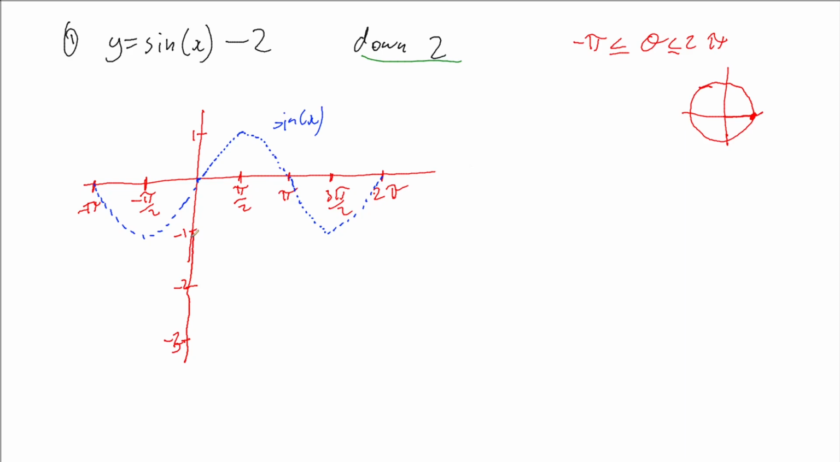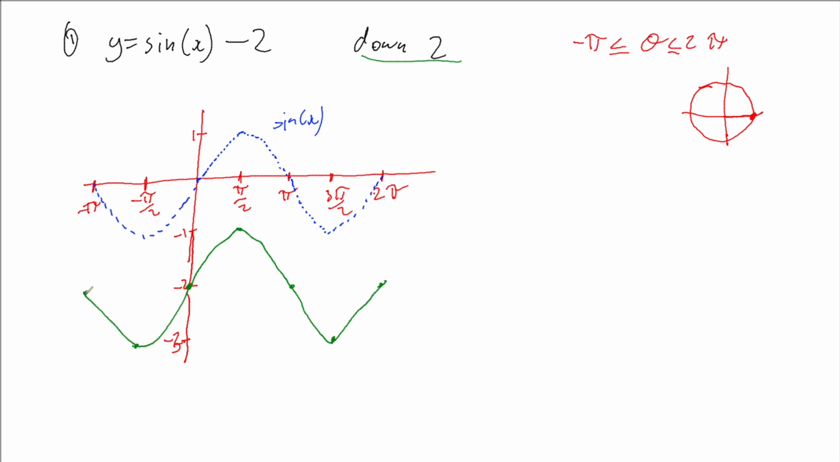So my origin point is going to go down 2. My maximum point up here is going to go down 2. This point is going to go down 2. My minimum is going to go down 2. And this point is going to go down 2. And same here, this point is going to go down 2. And this point's going to go down 2. And so now my sine curve is going to look like this.